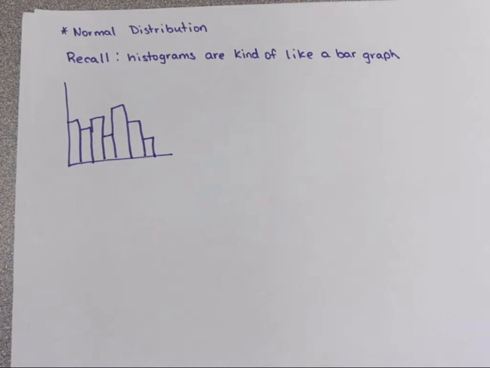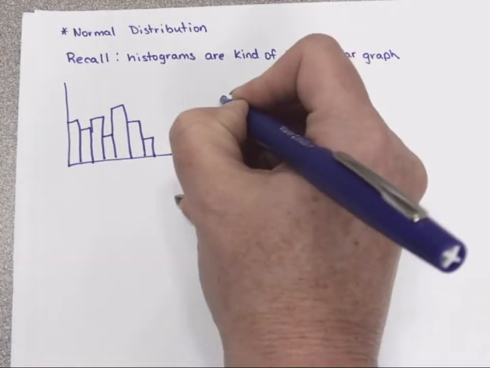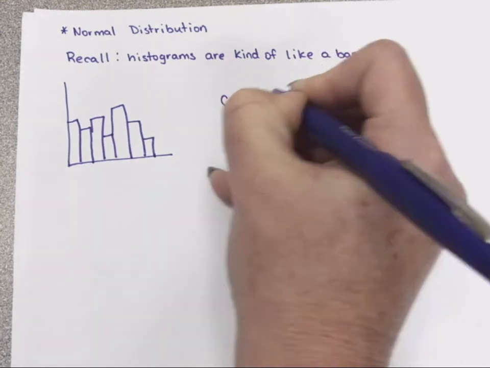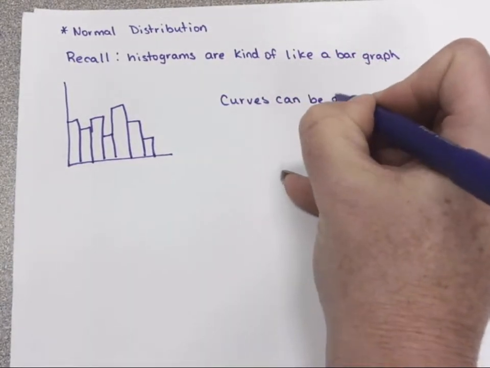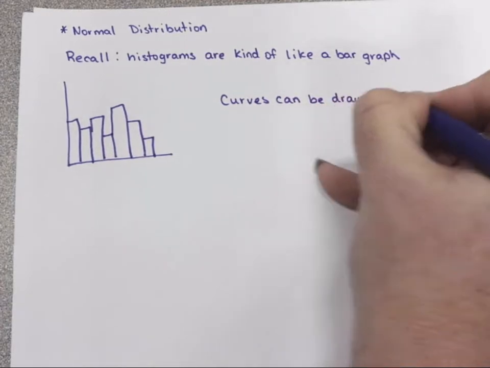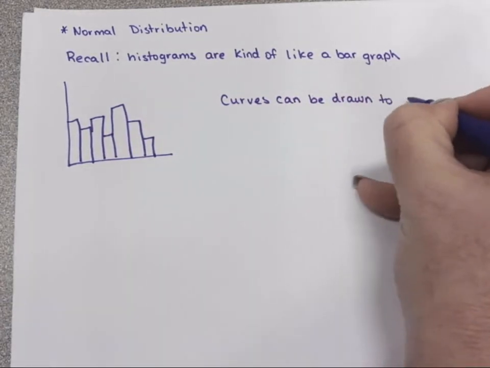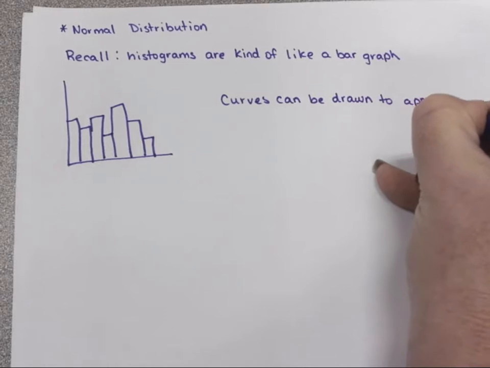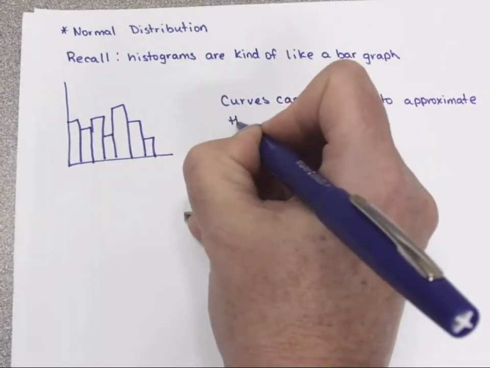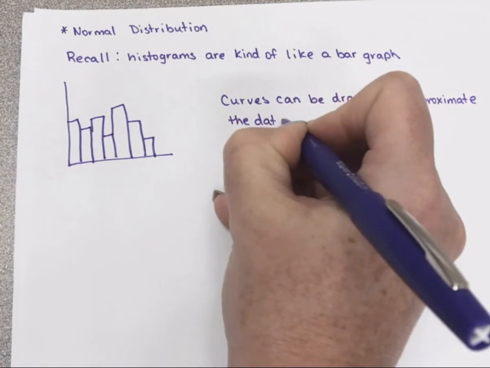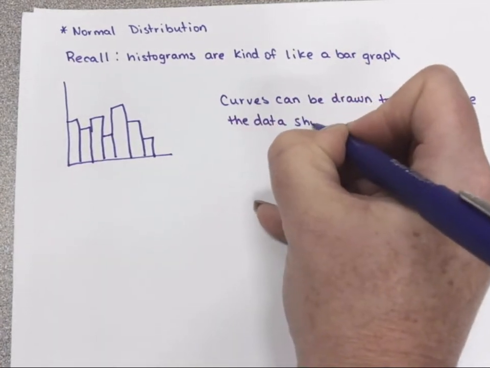And so a lot of times when we collect data, we'll show it in a histogram like this. But what we do with it a lot is we draw curves to kind of estimate the heights of the bars. So curves can be drawn to sort of approximate the data shown in a histogram.